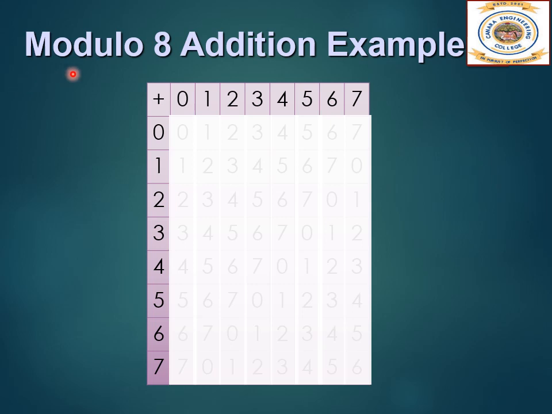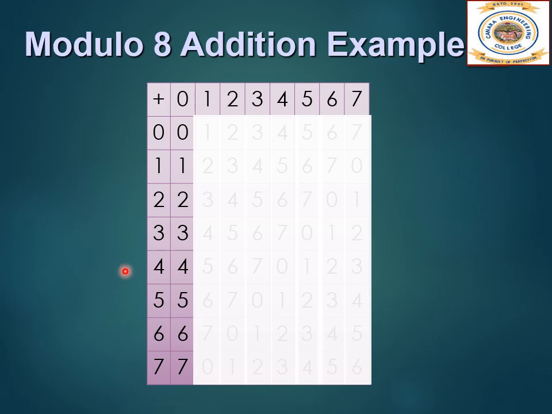We will consider an example for modulo addition. So we will see how modulo 8 addition is done. Modulo 8 means the numbers are 0 to 7. So we will write 0 to 7 in the row and 0 to 7 in the column. So let us see the entries for 0. So 0 plus 0 is 0, 0 plus 1 is 1, 0 plus 2 is 2, 0 plus 3 is 3, 0 plus 4 is 4, 0 plus 5 is 5, 0 plus 6 is 6, 0 plus 7 is 7. So this completes the first column entry.